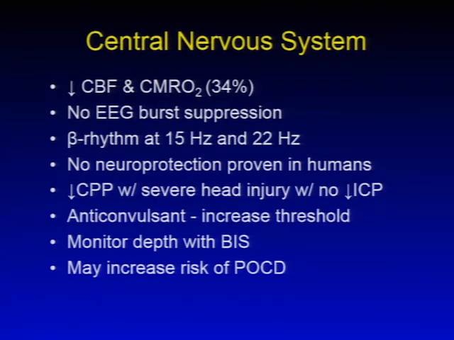Central nervous system effects: you get a decrease in cerebral blood flow and CMRO2, about 34% decrease. There's no EEG burst suppression. You get a beta rhythm at about 15 and 22 hertz. There's no neuroprotection that's been proven in humans. And you get a decrease in cerebral perfusion pressure with severe head injury with no decrease in the ICP. And this would certainly explain why it might not be as protective to the brain in injury.